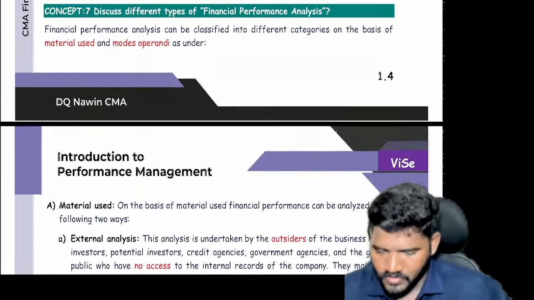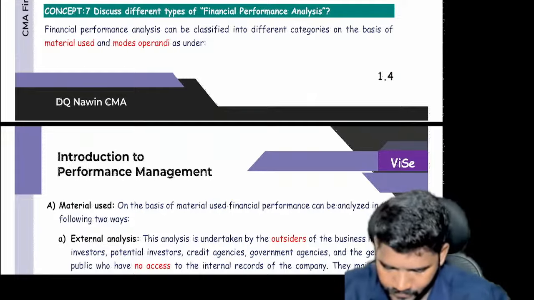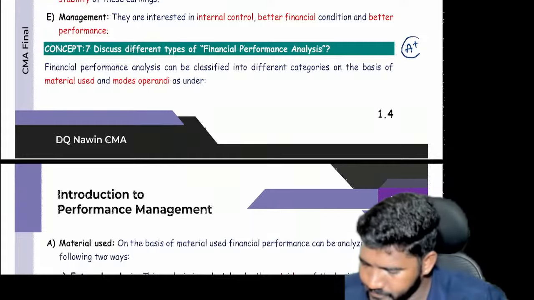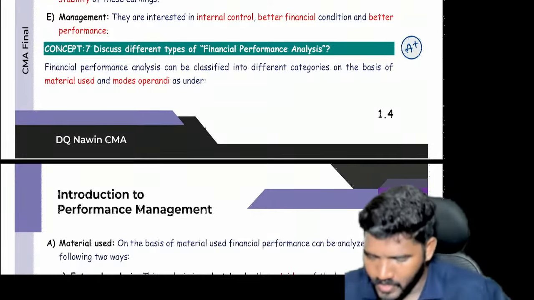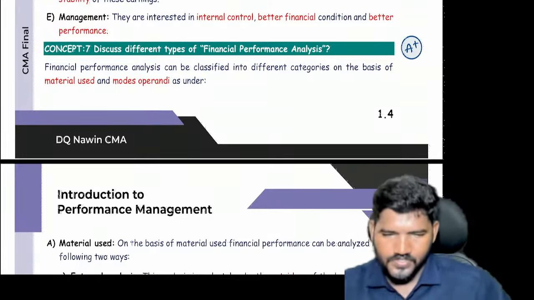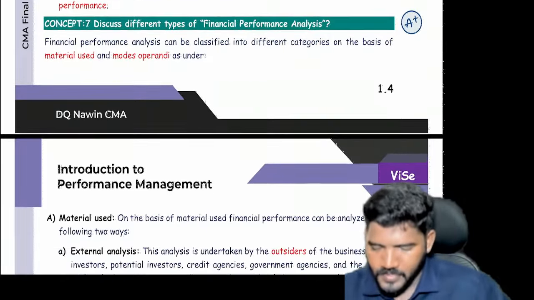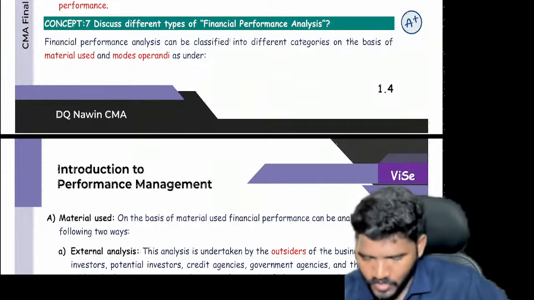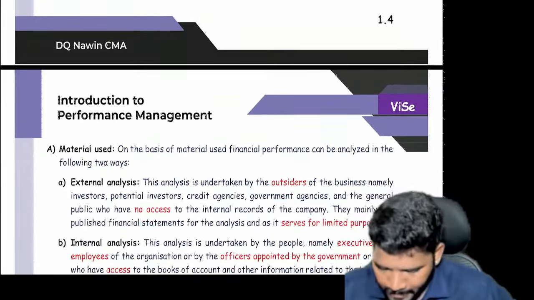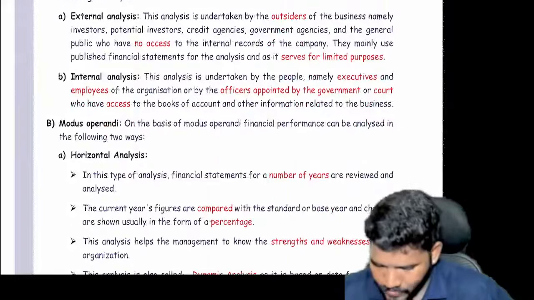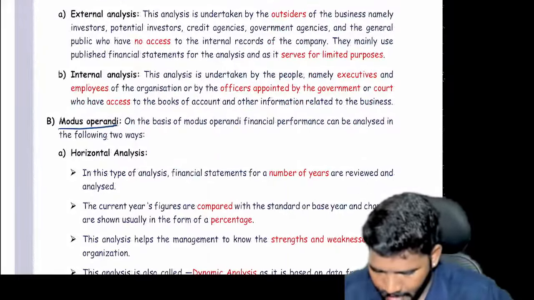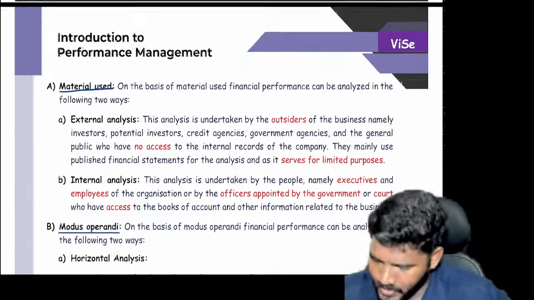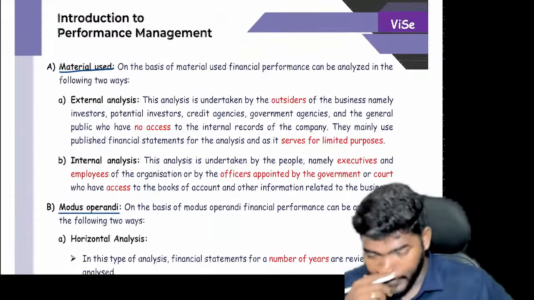So next, concept number 7. This must be an A plus category question. Types of financial performance analysis. We have two types of financial performance analysis, guys. One is material used, another one is modus operandi. So let us check the meaning of material used.